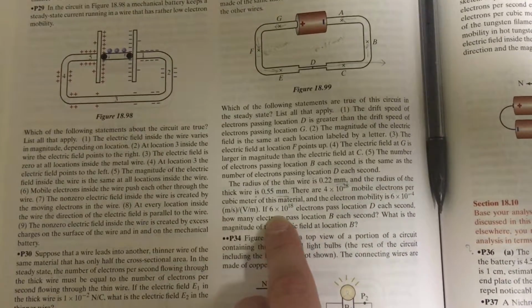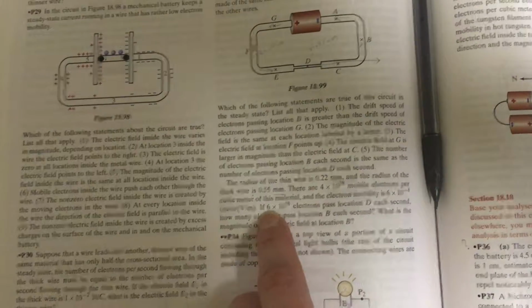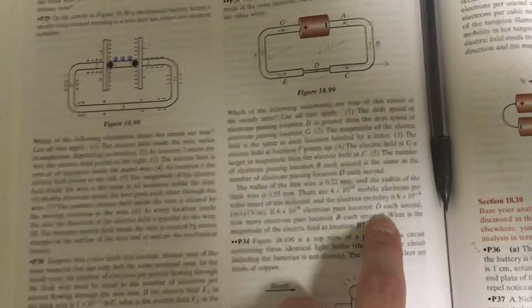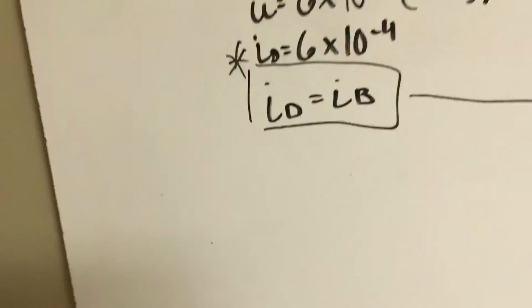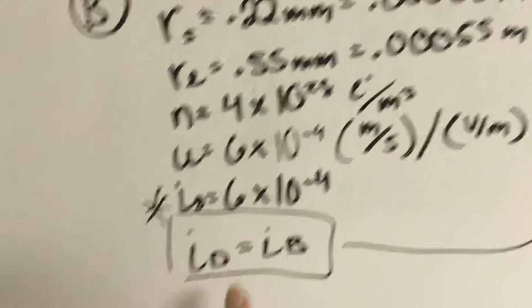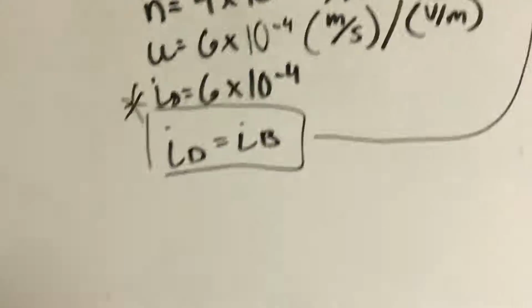And then it says, if 6 times 10 to the 18th electrons pass location D each second, how many will pass through location B each second? Another reason that statement 5 is true and not false: the current passing through D is going to be equal to the current passing through B, not necessarily the velocity, but the current itself.